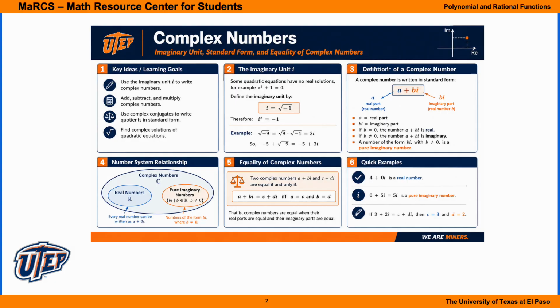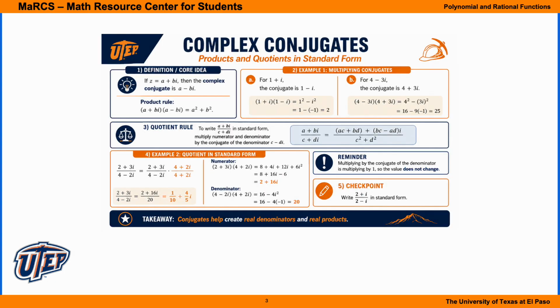So now we have some quick examples. 4 plus 0i is a real number because it has no imaginary part. 0 plus 5i is a pure imaginary number because it has no real part. If 3 plus 2i is equal to c plus di, then c is equal to 3 and d is equal to 2. So if we're given z is equal to a plus bi, then the complex conjugate will be a minus bi. So we just switch the sign between the a and the bi.